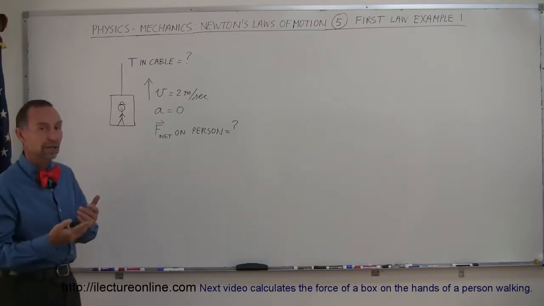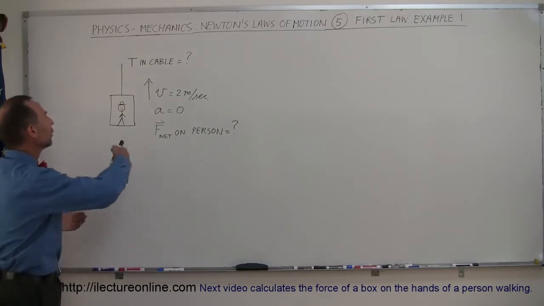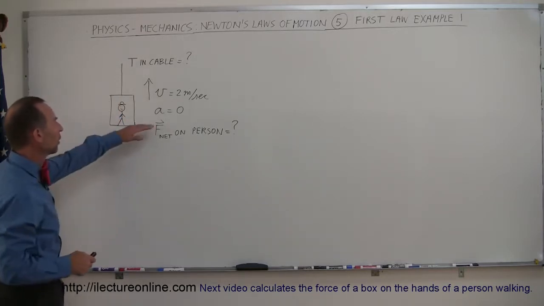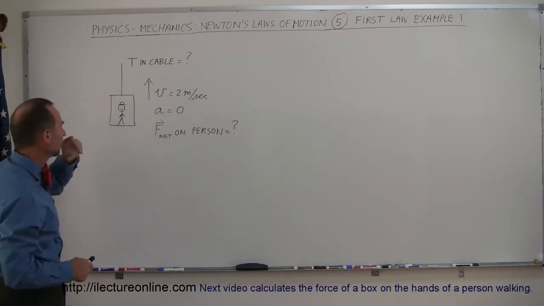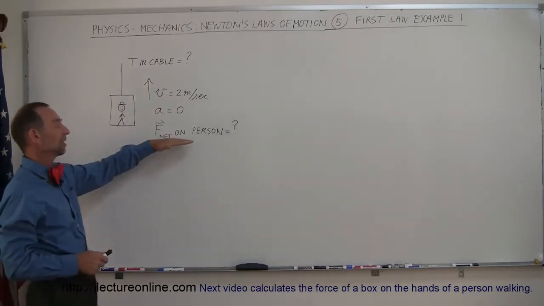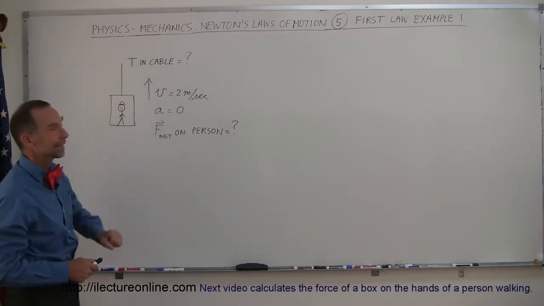Here's an example where we're going to use Newton's first law to try and understand what happens in an example like this, where a person's riding in an elevator, currently going up at 2 meters per second with an acceleration being equal to 0, meaning at constant speed. And so the first thing we want to figure out is what is the net force acting on the person, and secondly, what is the tension in the cable.